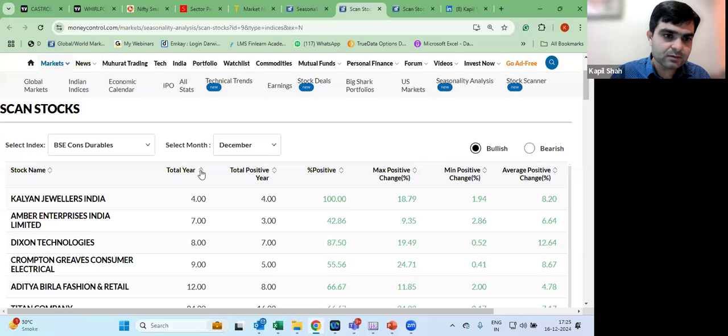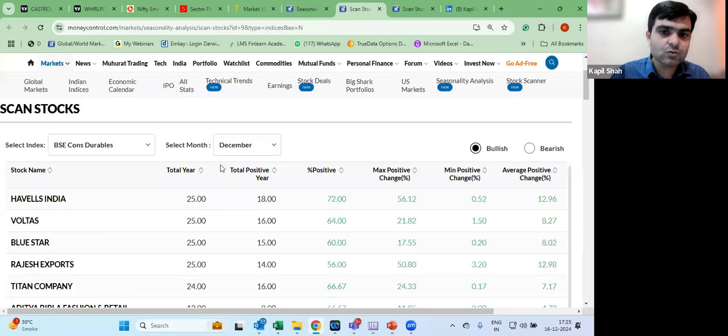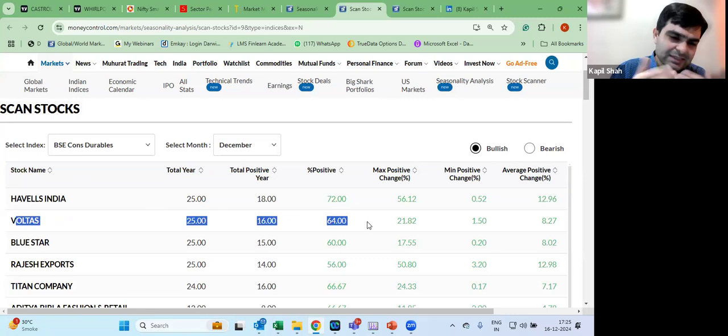So if I see the price performance, Havells, let's say, 72% of the time it is positive. Voltas, it is 64%. So now I know which are the stocks to start with. I will do analysis on Havells, I will do analysis on Voltas. Then I will be seeing technically what stocks are looking good or not, and based on that I take a call. But I know that these are the particular stocks that I need to look at. So this is my vertical approach.